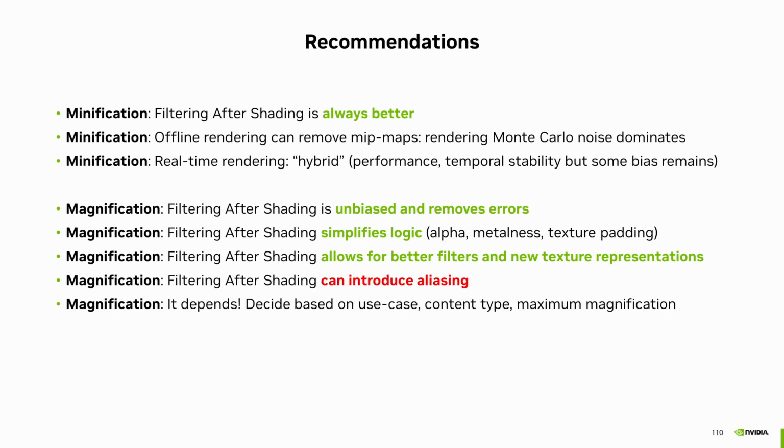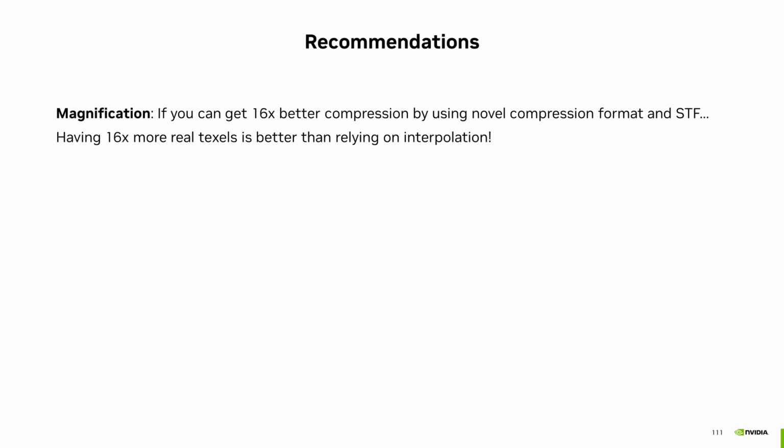However, filtering after shading can introduce some aliasing during magnification, and sometimes it can look very unpleasant. I'll note here, however, that if, for instance, by using some novel texture compression format, you can get 16 times better compression and 16 times more real texels, you don't need to rely on interpolation and magnification anymore. And it's a significant quality win. Similarly, higher order filters that alias less than bilinear filter can still result in less aliasing even when using filtering after shading. We recommend a pragmatic approach.